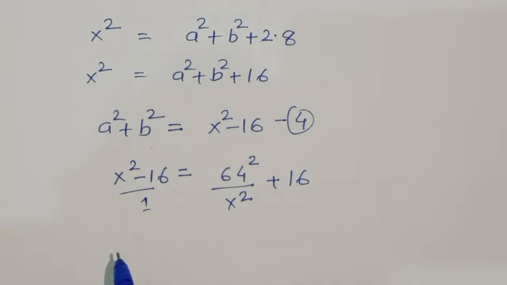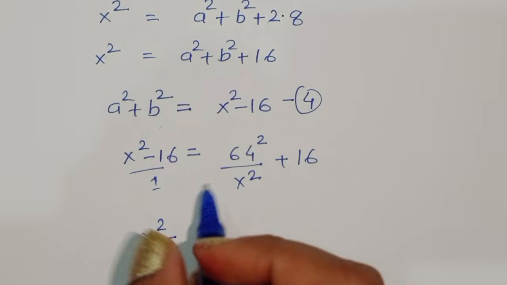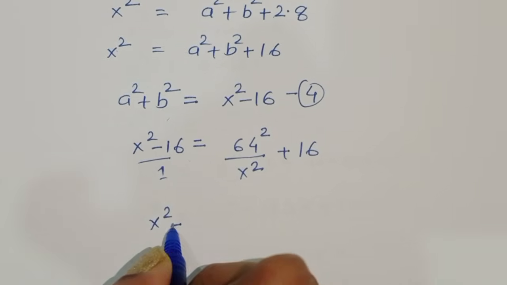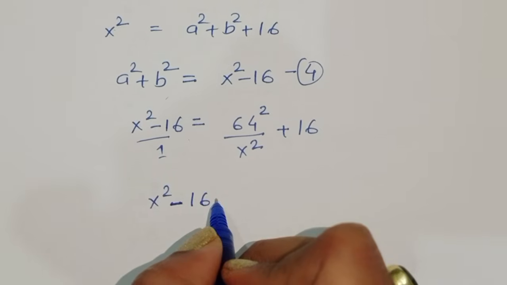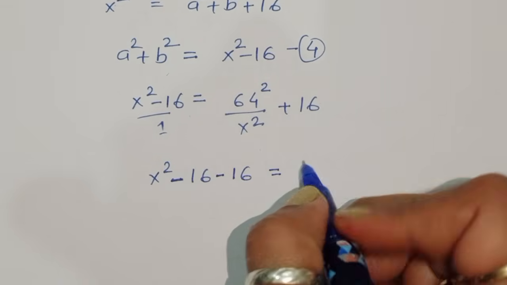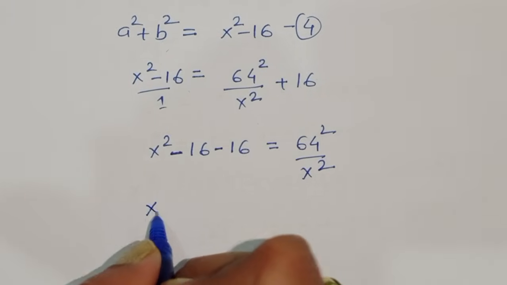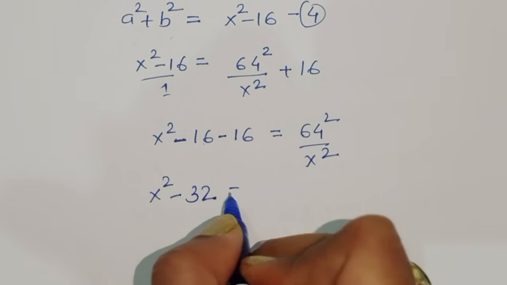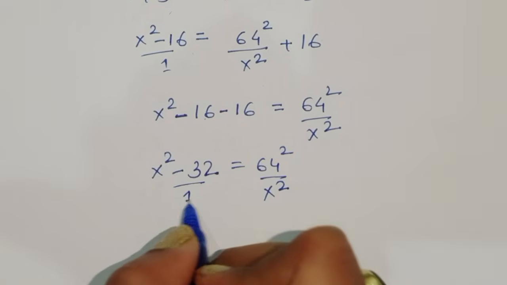So when we are doing cross multiplication, we will get here x square minus, first we have to take the LCM. We can say x square minus 16, and here also plus 16. So when it comes to this side, the LHS, it will become also minus 16, right? Divided is equal to 64 square divided by x square. Now x square minus 16 minus 16 will become minus 32 is equal to 64 square divided by x square. Now we have to do cross multiplication here.